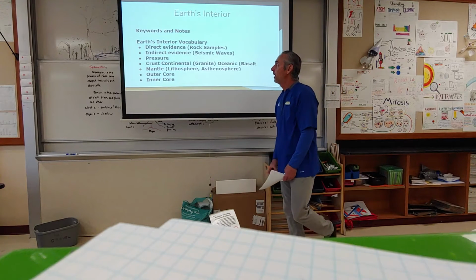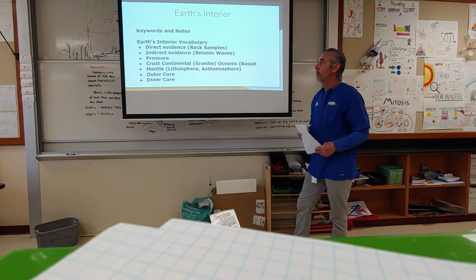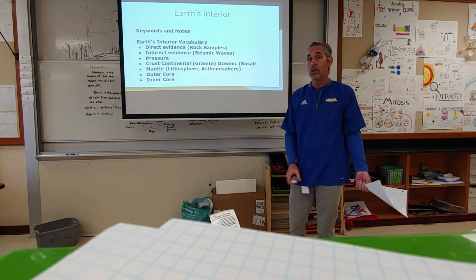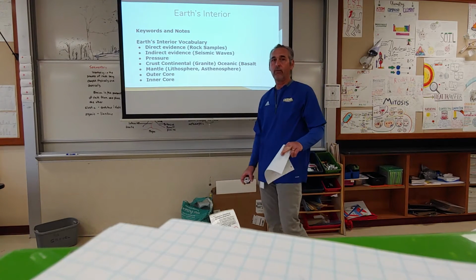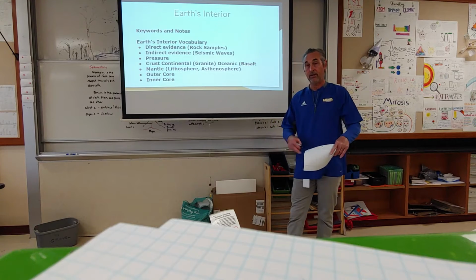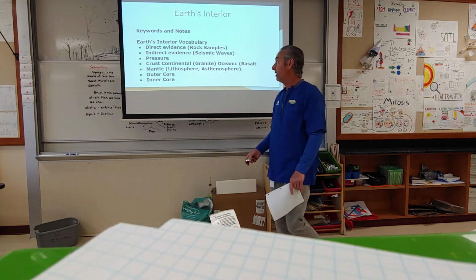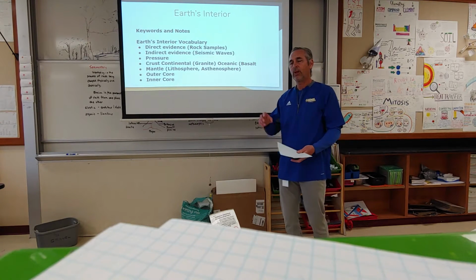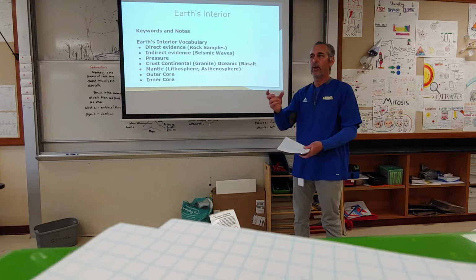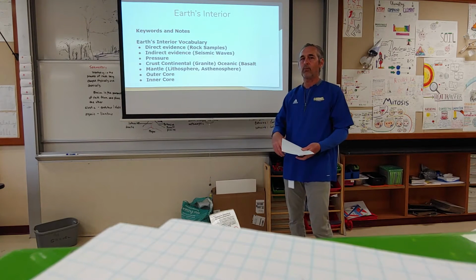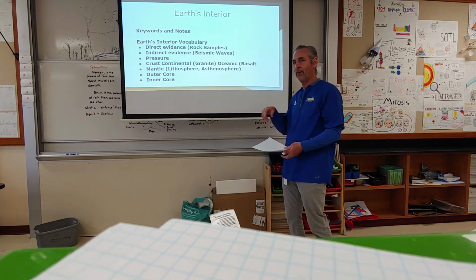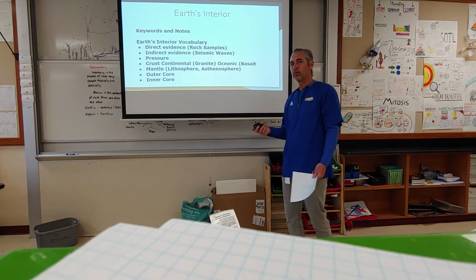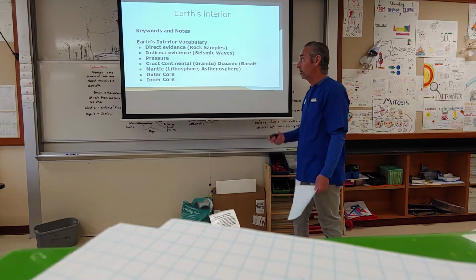First off, keywords and notes that we're going to want to take into account is the Earth's interior vocabulary. We have two different types of evidence that we have determined on how our Earth is layered. Direct evidence, which is what we would call rock samples. These are samples of rock that we get very low in the ground. We can't dig down really deep. We can't dig down to the core. We can't dig down to the mantle. But we can see evidence through small rock samples that we get from the Earth's crust.